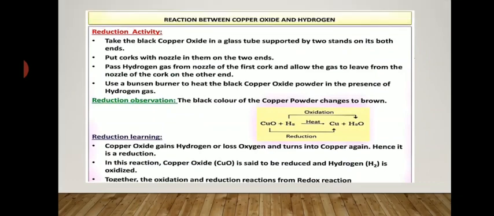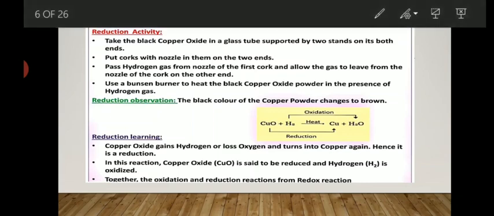Reaction between copper oxide and hydrogen. Till now, we discussed the oxidation process and an example of the oxidation process. Now we will discuss reduction and an example of reduction. To understand the reduction process more clearly, let's perform one activity. What you have to do is take black copper oxide in a glass tube, supported with a stand at both ends. Just take a test tube and put black copper oxide in it. After that, put a cork with a nozzle on the two ends.